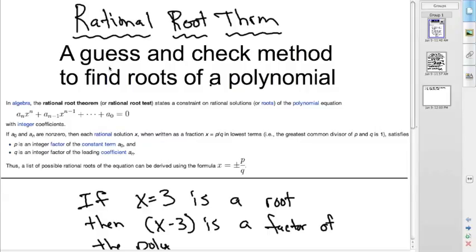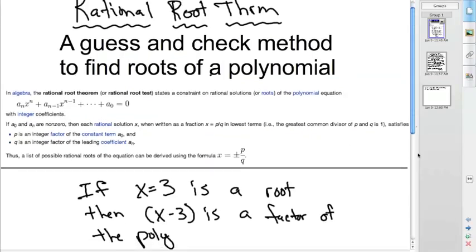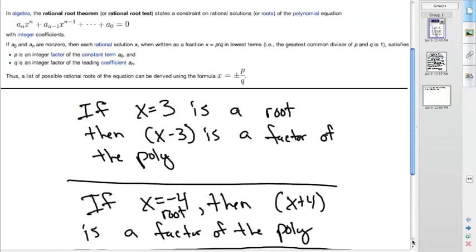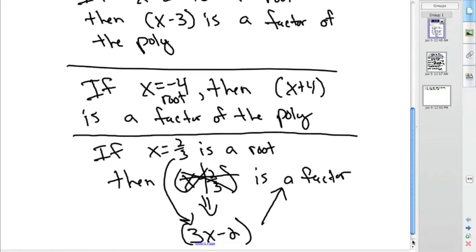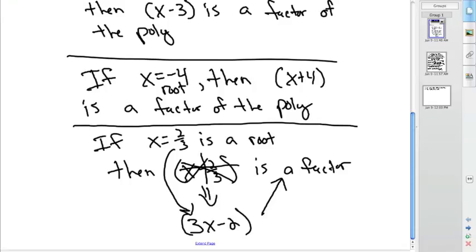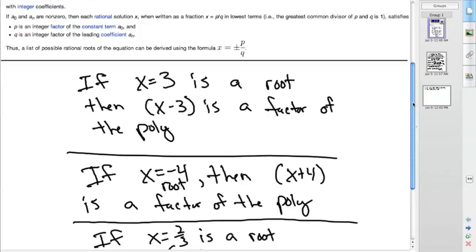Example 3 on rational root theorem. With rational root theorem, you can find the possible rational roots and also factor polynomials if you know a rational root. A little quick reminder that if you know your roots, you also know possible linear factors.